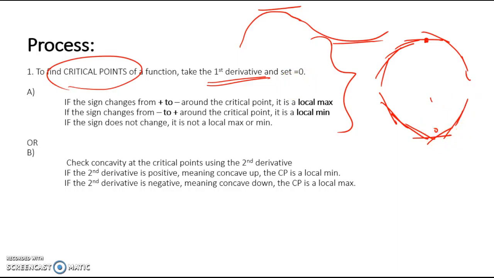Now, you can also use the concavity at the critical points to check. And there you would use the second derivative. If the second derivative is positive, that means this is concave up, and at that point, it's a minimum. If the second derivative is negative, that means the graph's concave down, and that critical point is a local maximum. All right? So let's look at this first one.